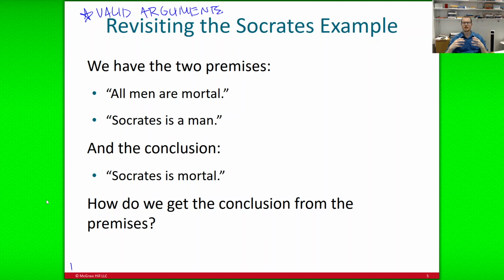Welcome. We would like to talk about valid arguments here. We may have seen, definitely in the book, and if you've been reading through the slides, the Socrates example previously. Two statements: all men are mortal, and Socrates is a man. From these two statements, we would like to conclude that Socrates is mortal. That makes sense for us.